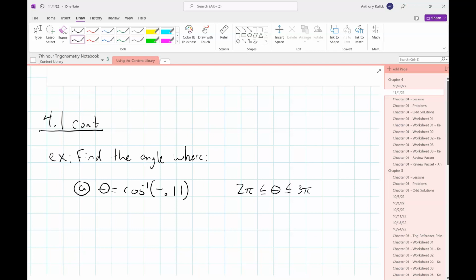Where theta is equal to cosine inverse of negative 0.11, and theta is between 2 pi and 3 pi. Notice in the directions here, I don't say find the exact value for theta or give any indication that you should be using the unit circle. And in fact, there's a problem you cannot do with the unit circle. The reason I can tell that right away is that negative 0.11 is not a number that's a coordinate on the unit circle. Is everybody okay with that?